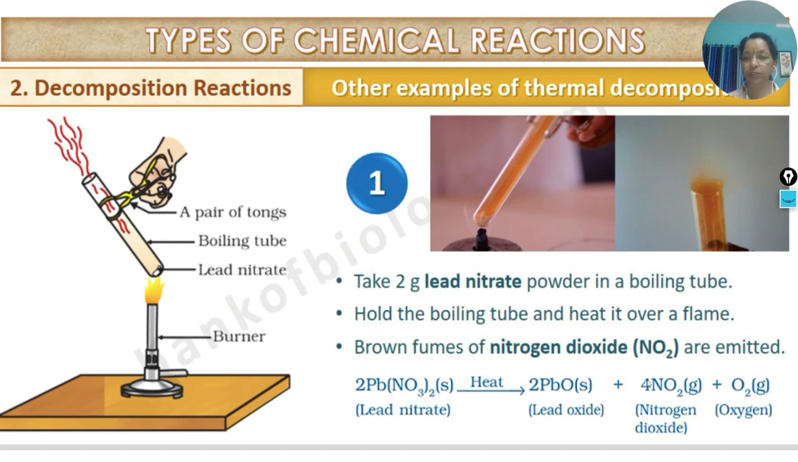So nitrogen dioxide, keep in mind, is a reddish brown gas. The colorless or white colored crystals are turning into lead oxide, which is yellowish in color, and reddish brown vapors of nitrogen dioxide are coming out. Another decomposition reaction, another endothermic reaction.